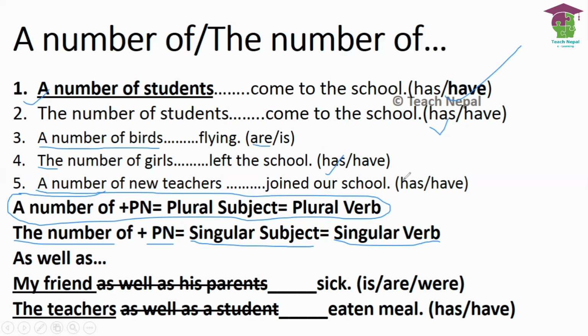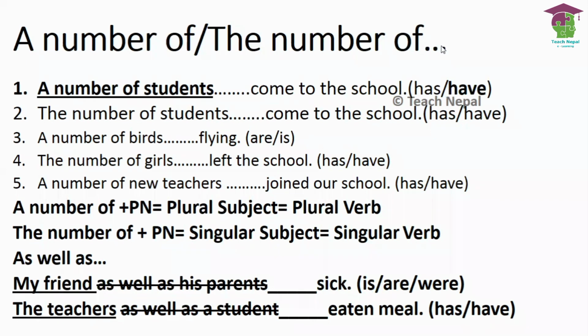Once "a number" comes, it makes our subject plural or unlimited, so we can use the plural verb "have" here: a number of new teachers have joined our school. Now, we have already discussed "as well as". For example, my friend as well as his parents that are sick. What does this indicate? We can consider "as well as his parents" as extra information. So with "my friend", we use "is sick". Here also the same thing applies: we don't consider "as well as" as connected the way "and" connects.